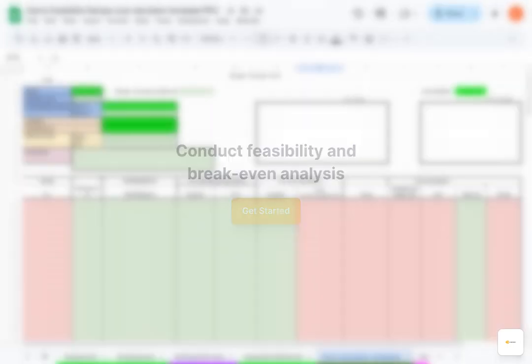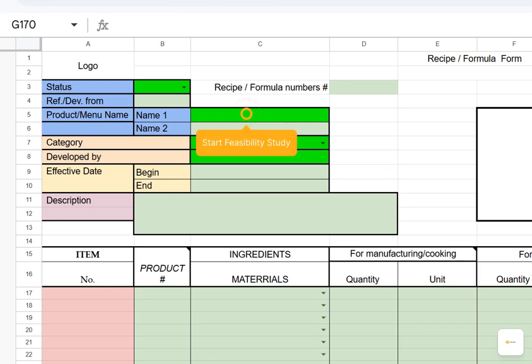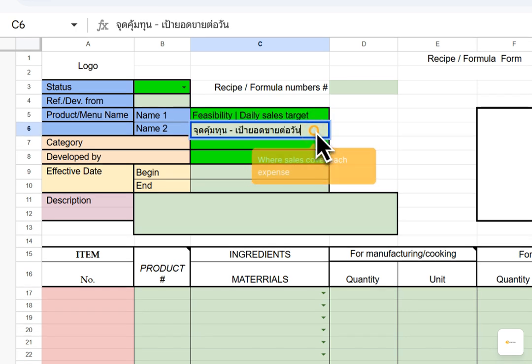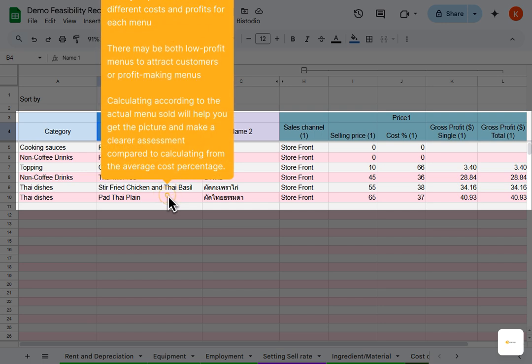Start feasibility study. Find daily sales targets, where sales cover each expense. When talking about restaurants that have a variety of products and have different costs and profits for each menu, there may be both low-profit menus to attract customers or profit-making menus. Calculating based on the actual menu sold will help you get the picture and make a clearer assessment compared to calculating from the average cost percentage.